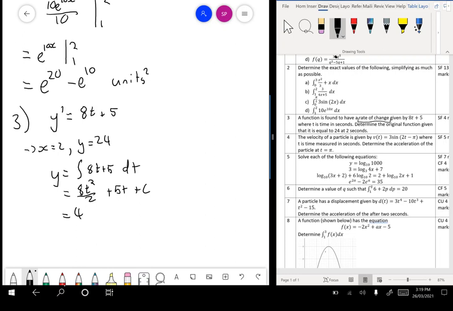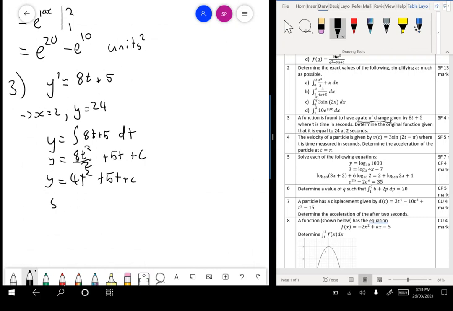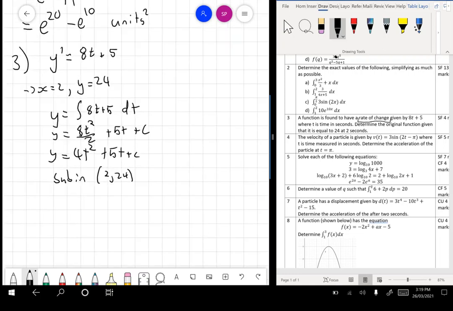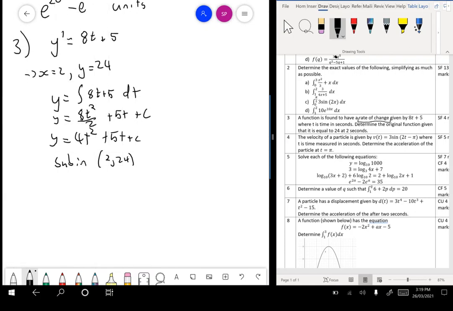That ends up being 4t squared plus 5t plus c. Now, we have that known point, x equals 2, y equals 24, so I'm going to sub in 2, 24. So I end up getting 24 equals 4 times 2 squared plus 5 times 2 plus c.